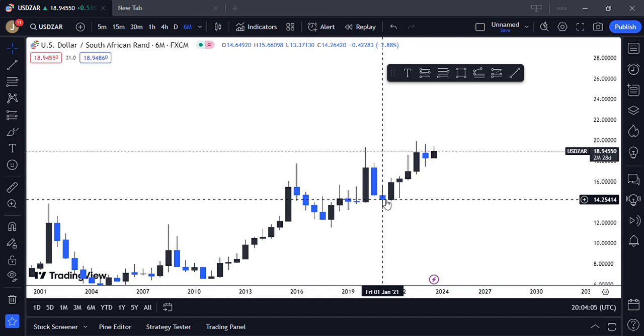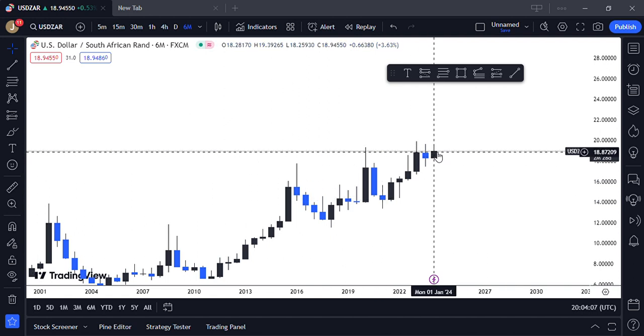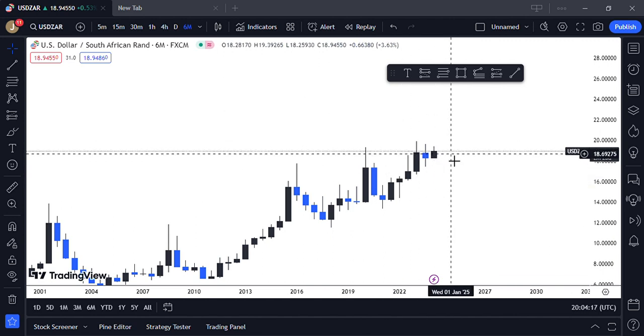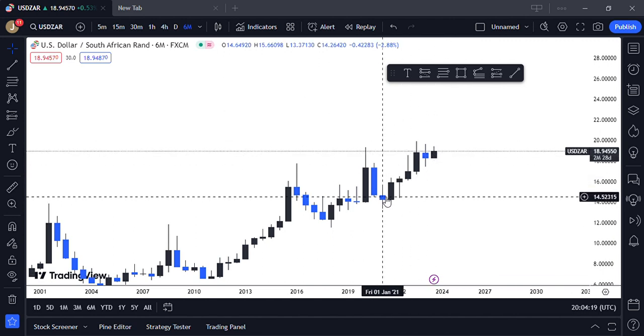Now to get $1, it's now what? It's now 18 rand, 999 as we saw previously. You understand? So I'm gonna repeat that again. Back in 2021, price was at 14 rand. So to get $1, you had to pay 14 rand.